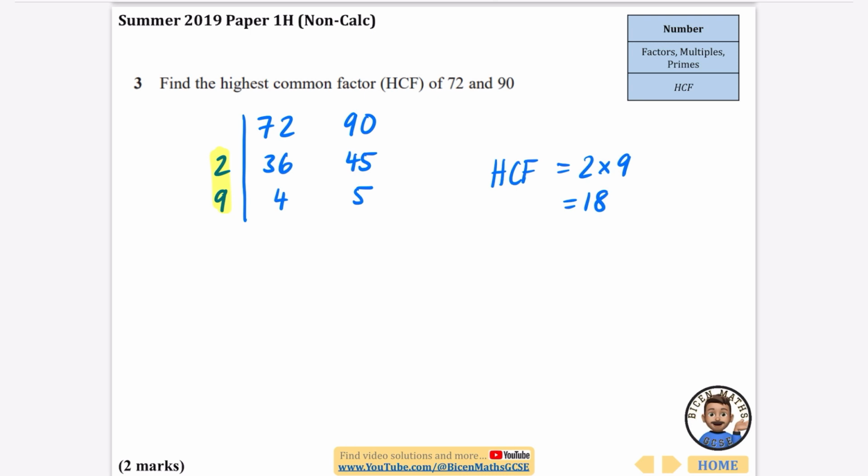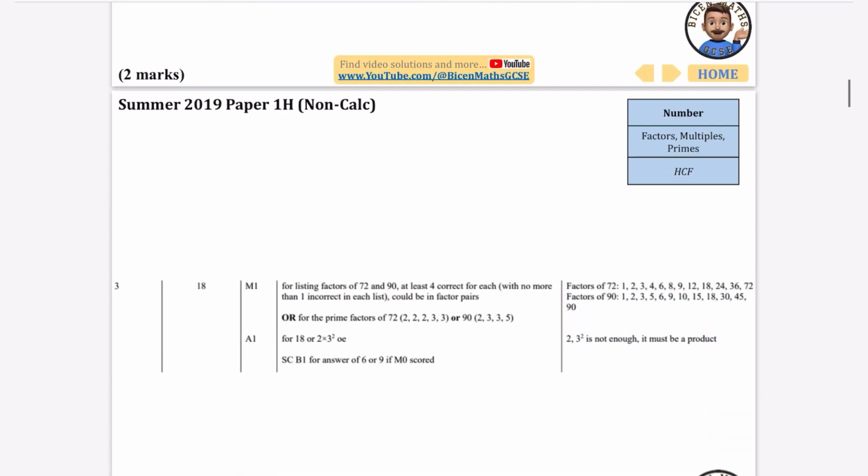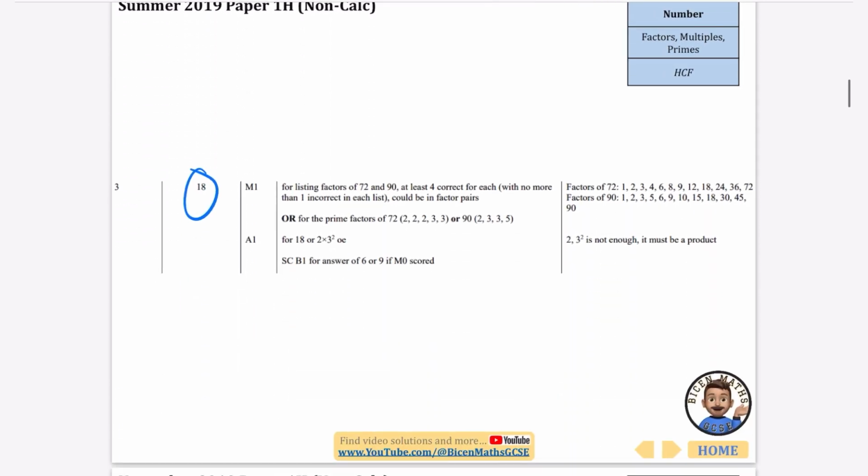If we were going to do the lowest common multiple, it would be the 9, the 2, the 4 and the 5, but they're only asking for the highest common factor here. So we did get the right answer of 18.